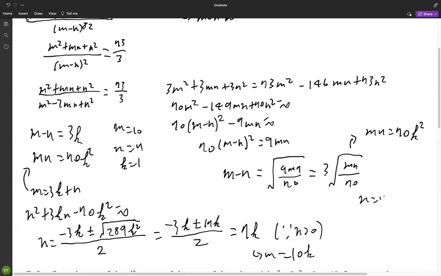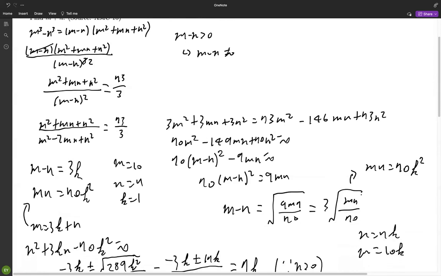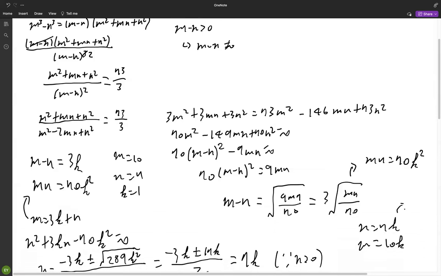So we have n equals 7k and m equals 10k. However, notice that m and n share k as a common factor. However, the problem mentioned that m and n are relatively prime positive integers. That means there's only one case where k is equal to 1, n is equal to 7, and m is equal to 10. So that's the same conclusion that we have here.